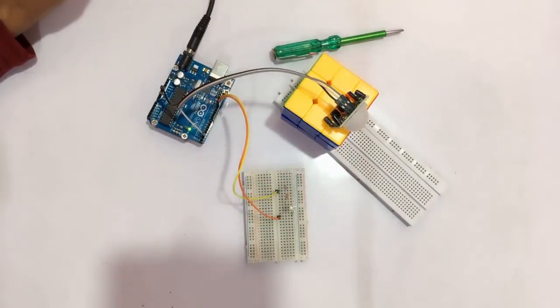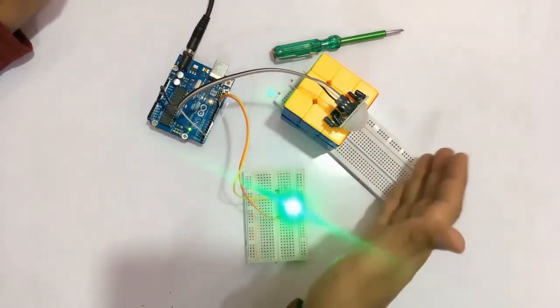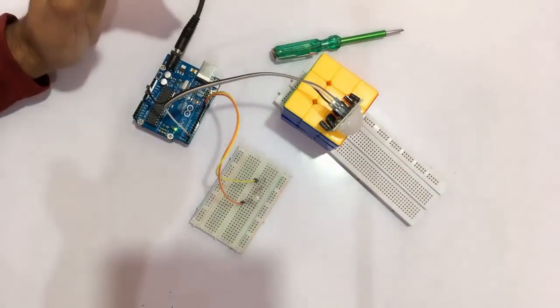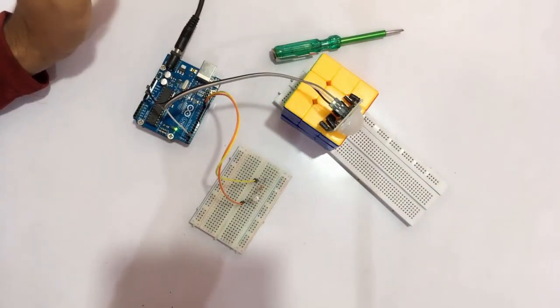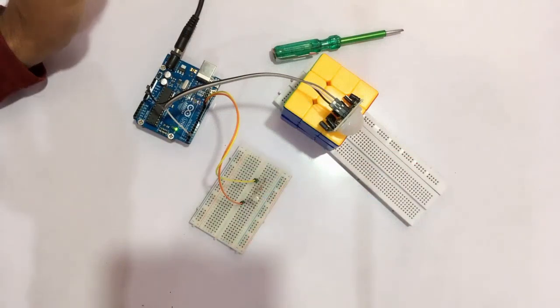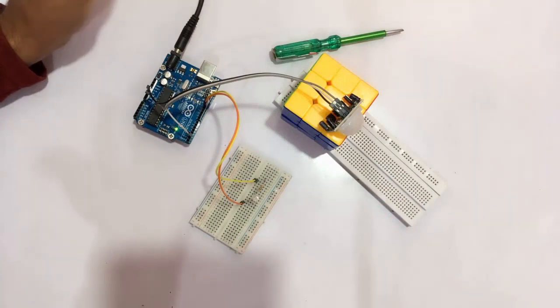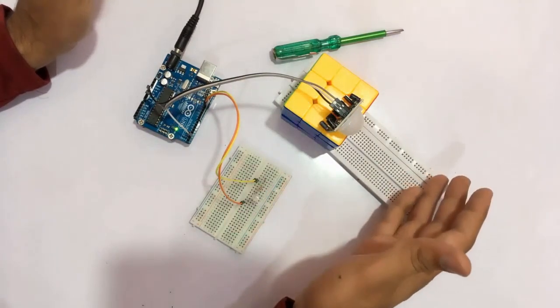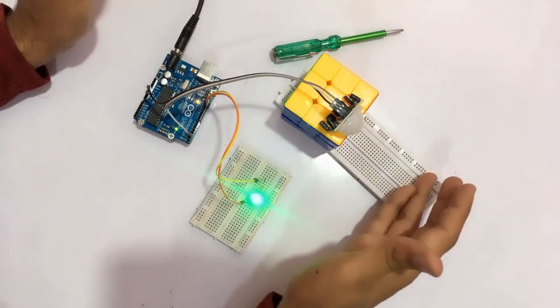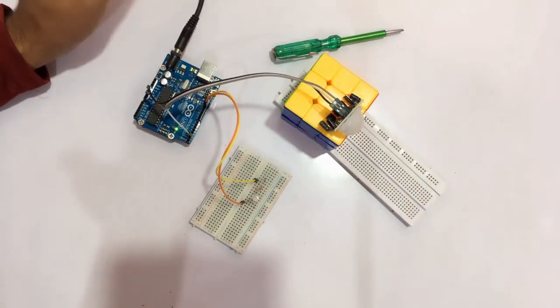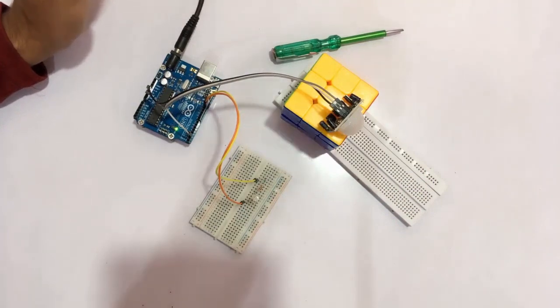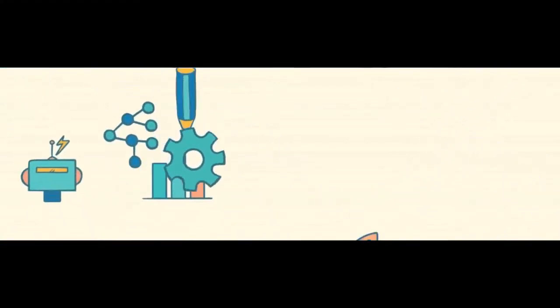So now I have powered the Arduino, and let me check whether it will detect the motion of my hand or not. So here you can see it's detecting motion. Now it's not detecting motion. As you can see here, as I move my hand, it is detecting motion, and as soon as it detects, the LED will glow. In the next video we will learn about other sensors. So thank you for watching.